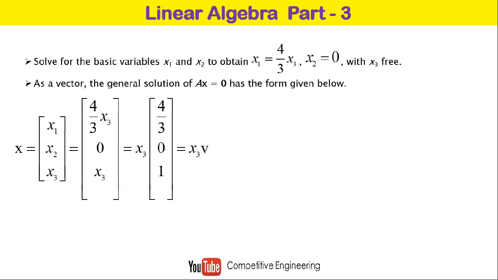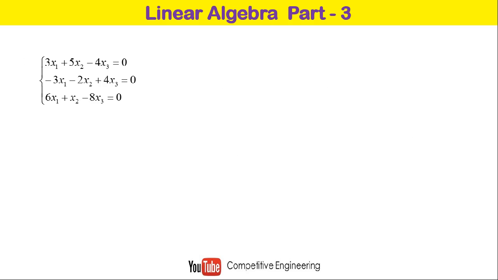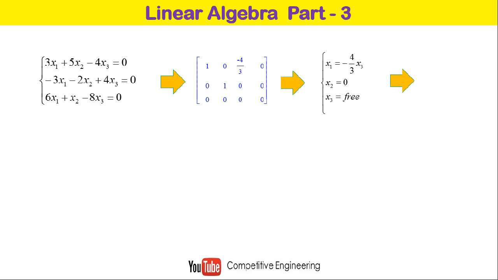We can write it in this form also: x3 multiplied by the vector 4 by 3, 0, 1, that is x3 into v, where v is 4 by 3, 0, 1. This again shows how x3 is free. I hope you understand what is meant by x3 free.